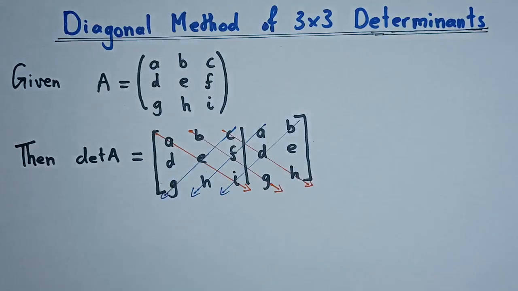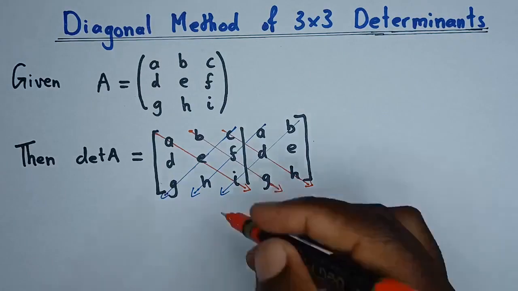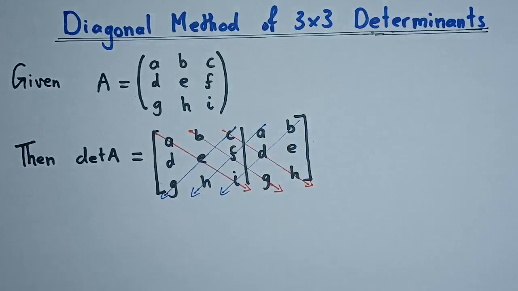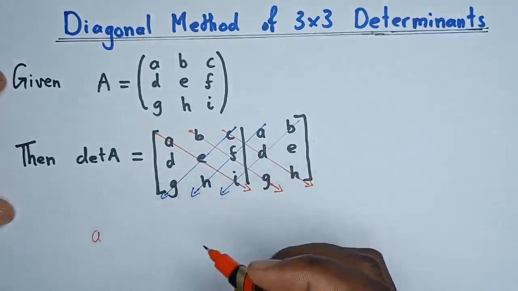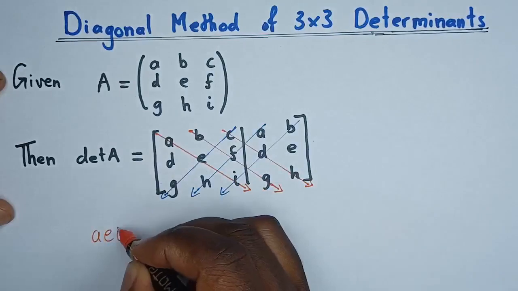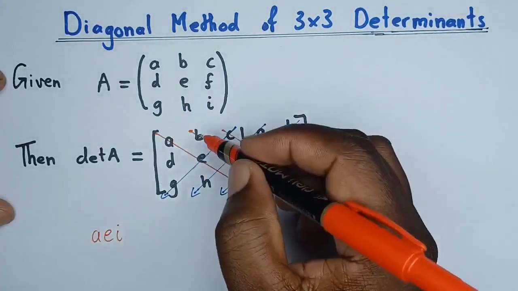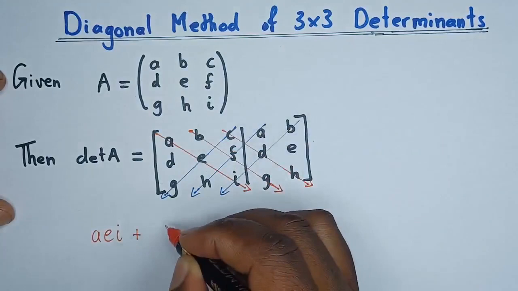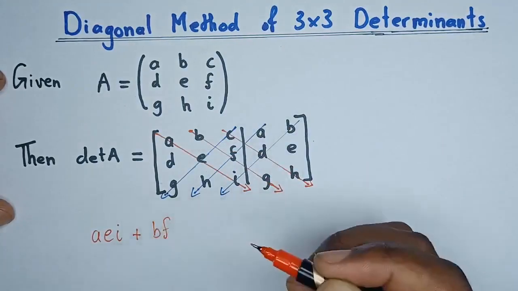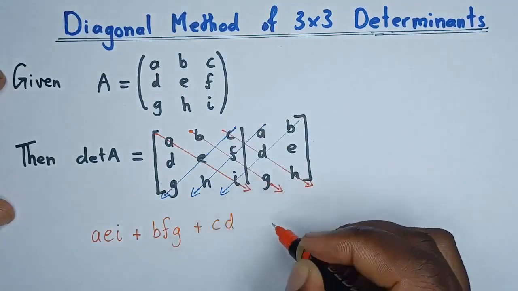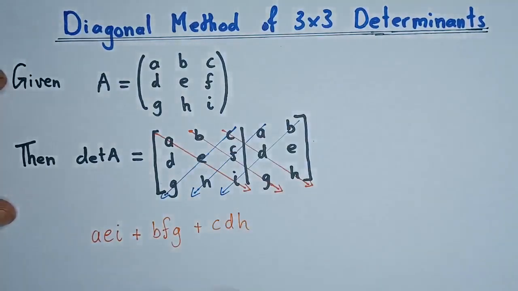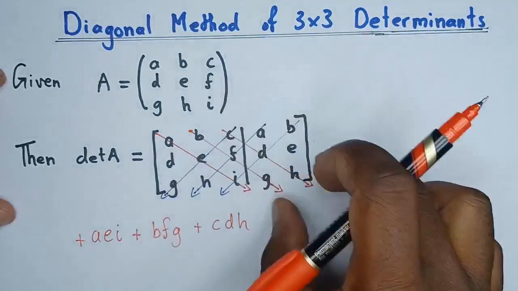Okay, so now we're going to start the process of multiplying. Everything in this diagonal in red will be positive. Everything must be multiplied but must be positive. In other words, everything here will be A times E times I, positive. The next part is B times F times G, so positive as well. The next positive part will be C, D, and H, like that. So all these are positive. Everything going in this direction is positive.